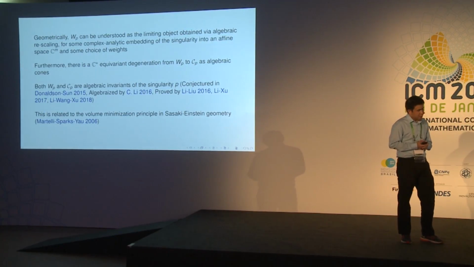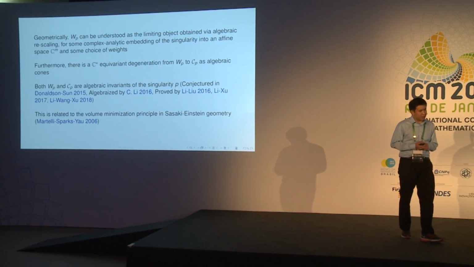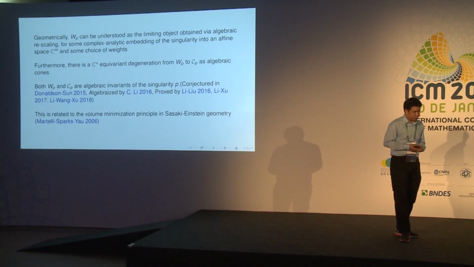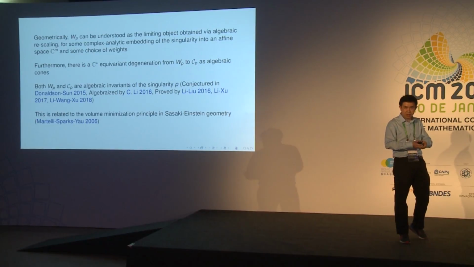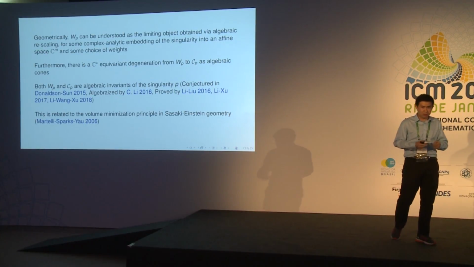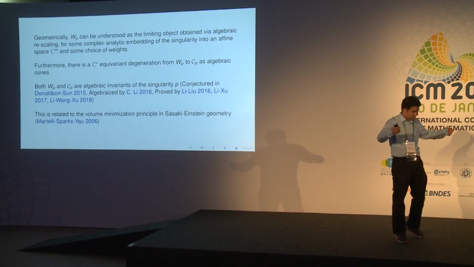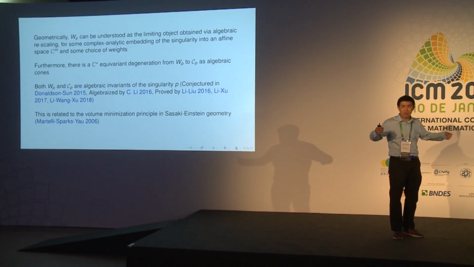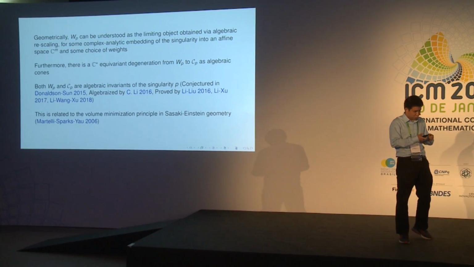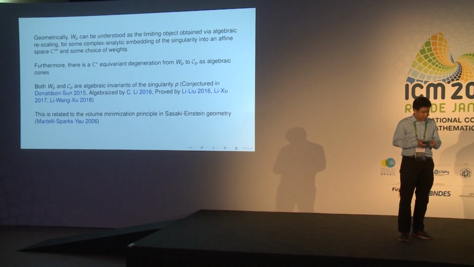So geometrically, we can view W_P as algebraic scaling limits. So you put the neighborhood of the singularity inside some affine space, and then you choose some weights, and you just dilate this complex analytic set. And in the limit, you can obtain this W_P if you choose these weights and the embedding suitably.